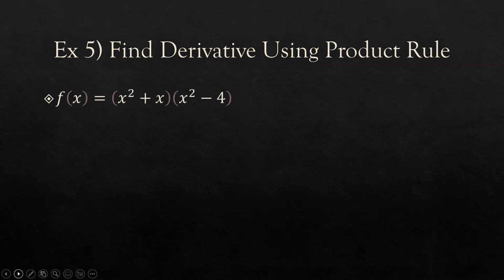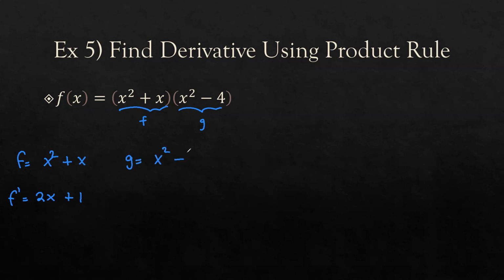Example 5. So this is definitely product rule. This whole thing is like one term, so this whole thing is like my f. This whole thing is one term, that's like my g, right? So f is x squared plus x, and then f prime is 2x plus the derivative of x, which is 1. G is x squared minus 4. G prime is the derivative of x squared, which is 2x, and then the derivative of negative 4 is 0.